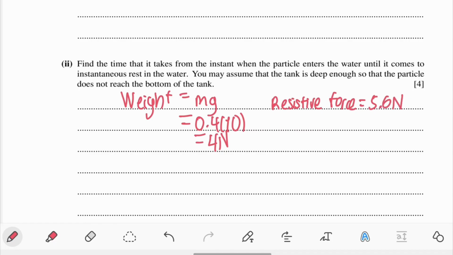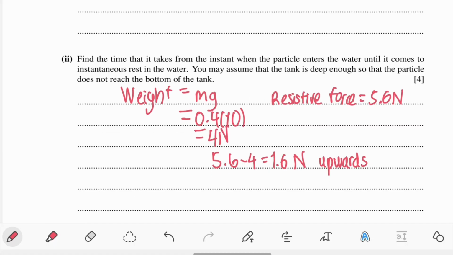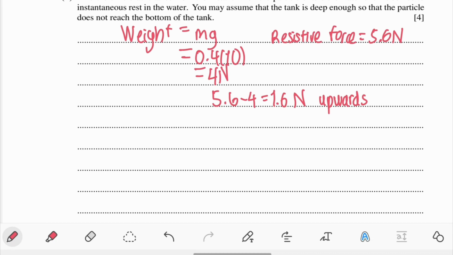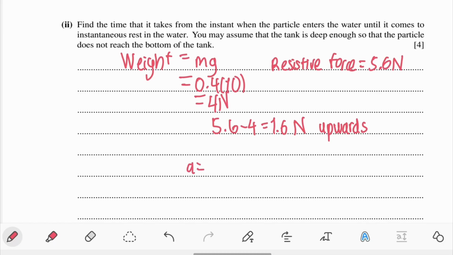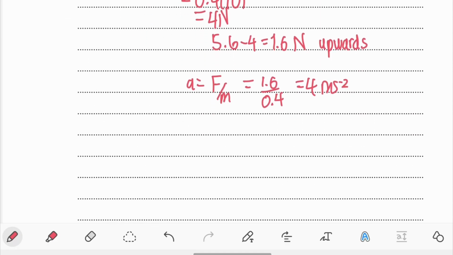Okay. So with this information, we can calculate the resultant force. So 5.6 minus 4 is equal to 1.6 newtons. But you have to keep in mind that this force is acting upwards, since the resistive force is acting upwards as the particle travels down through the water. So now that we have our resultant force, we can find the acceleration of the particle. Acceleration is equal to force divided by mass, and the force is 1.6 and the mass is 0.4. So we get 4 meters per second squared as our acceleration.